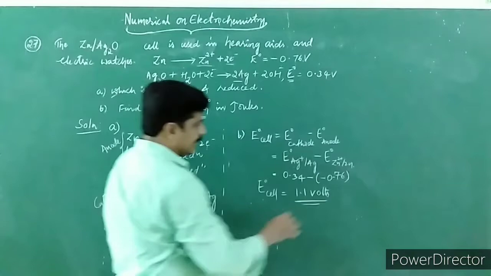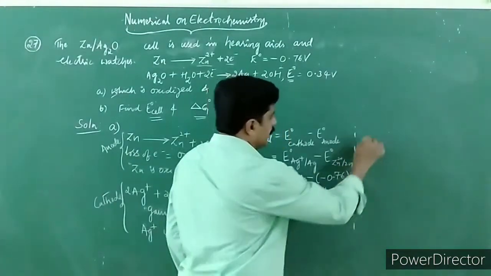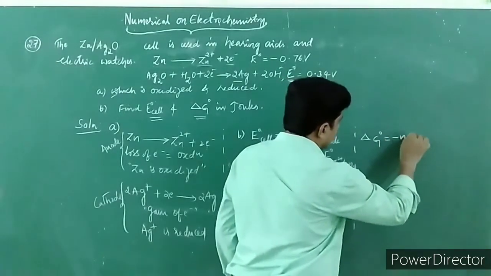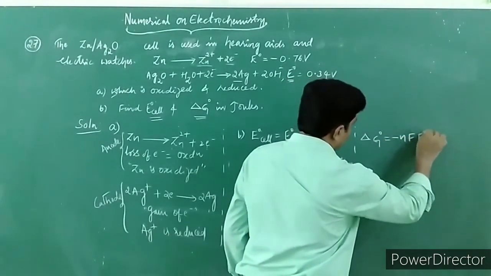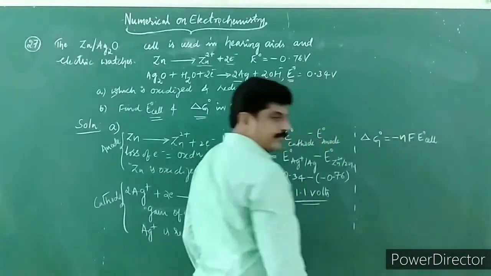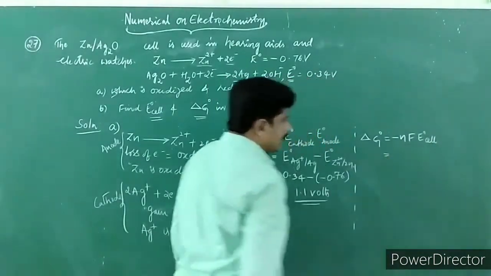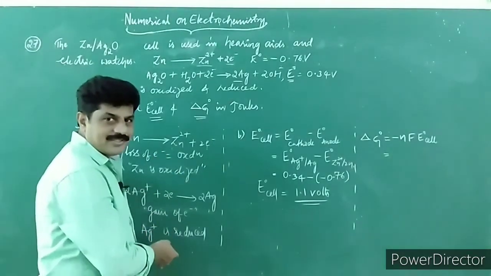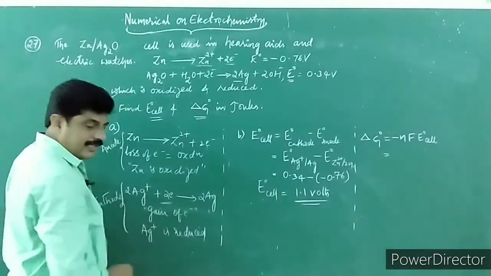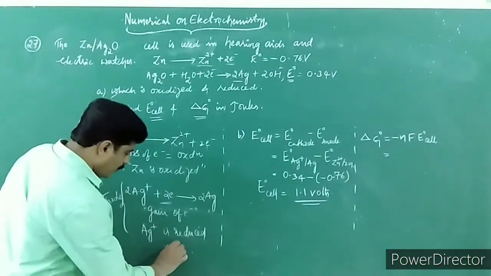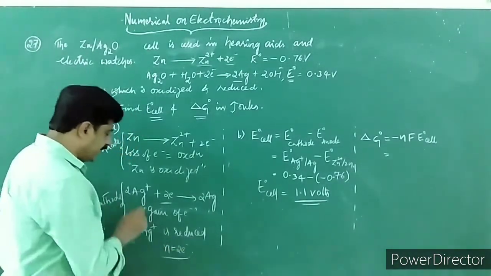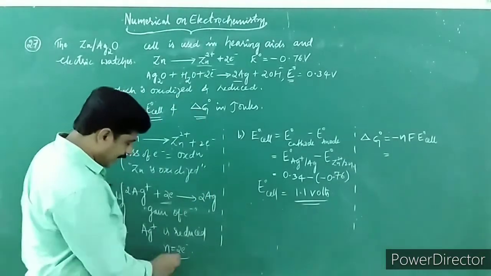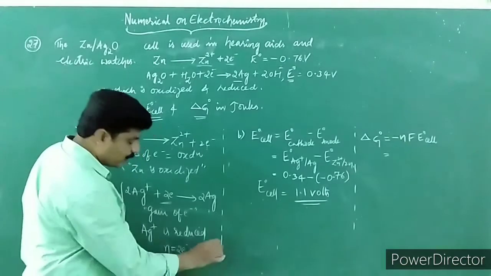What is left out? Delta G naught. Children, look here. Delta G naught is equal to minus nF into E naught cell. Is it not? Now look here. The number of electrons used for the reduction process is equal to 2. That means 2 moles of electrons are used for the reduction of 2 Ag+ to 2 Ag in this reaction. So n is equal to 2.